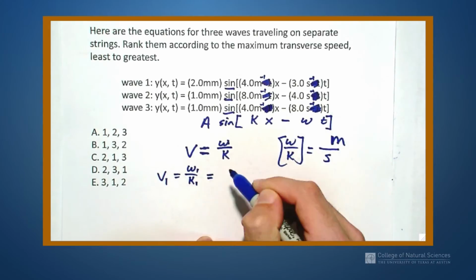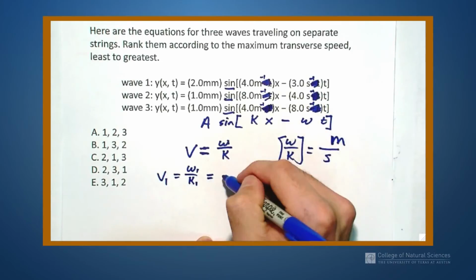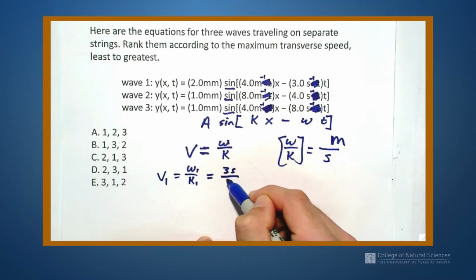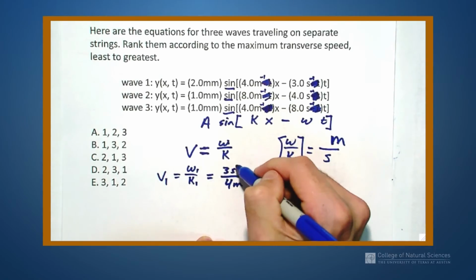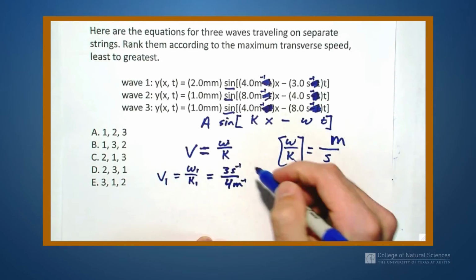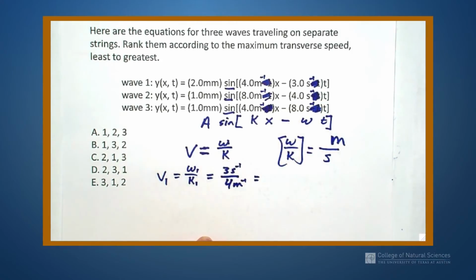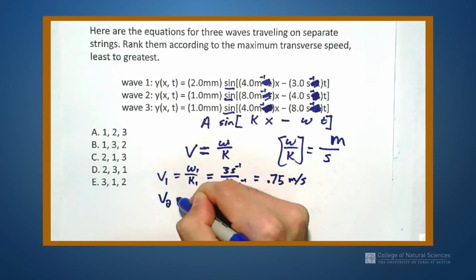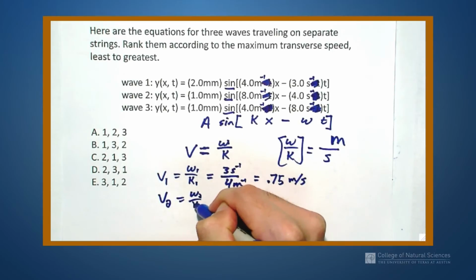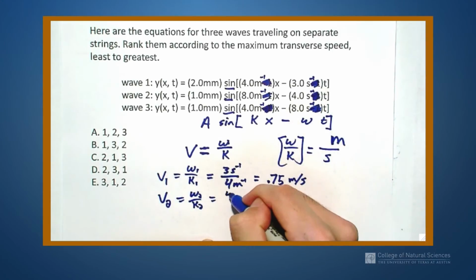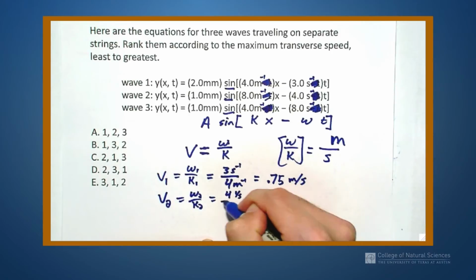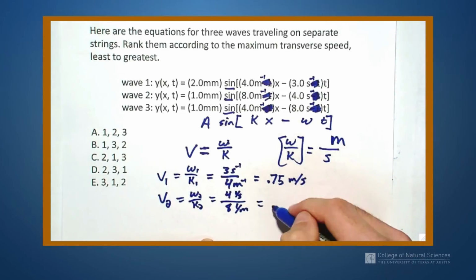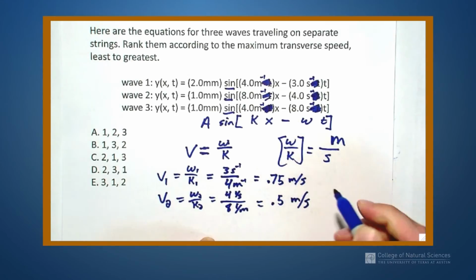So I need to know what my omega 1 is. It's 3 inverse seconds, and my k term is 4 inverse meters. That way my units work out. So this gives me 0.75 meters per second. V2 is going to have omega 2 over k2, which is 4 inverse seconds over 8 inverse meters, for a total of 0.5 meters per second.